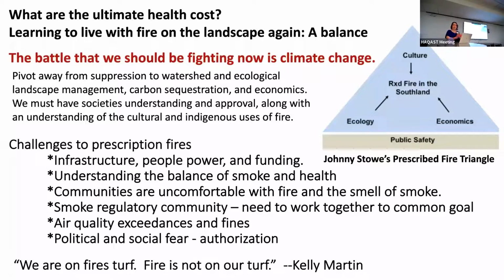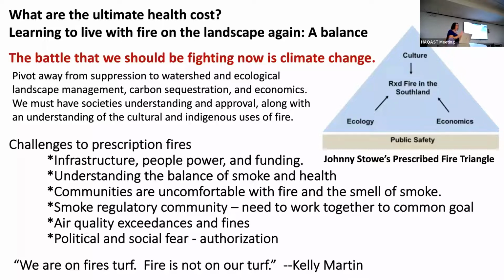And I'm not going to talk so much about the west, because you've heard about it. California and Colorado are all in the news. We're going to have to learn to live with fire on our landscape again. And I have no illusions. It's not going to be easy. We don't have the infrastructure, or the people, or the money to burn. We don't always have support because people aren't comfortable burning right next to their houses, but we're going to have to learn to live with fire again.